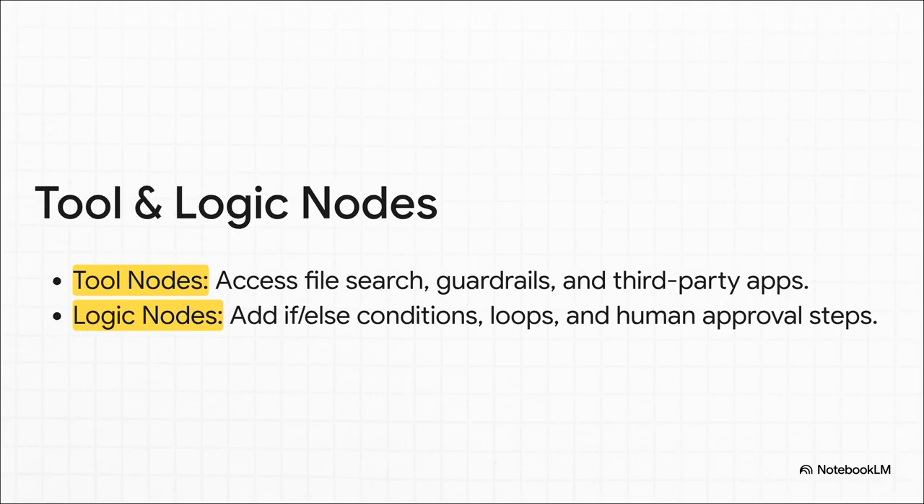Now, this is where it gets really powerful. Tool nodes are like your agent's hands and feet. They let it do things like search through files, run safety checks with guardrails, or connect to other apps. And then you've got the logic nodes, which give it that control flow. You can add if-else conditions, loops, and a really, really critical one for safety, a human approval node, which literally pauses everything and waits for a person to say, yep, go ahead, before it continues.